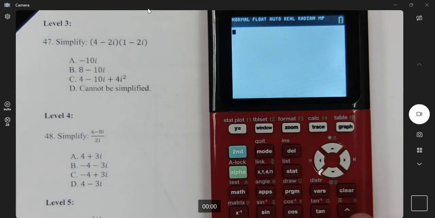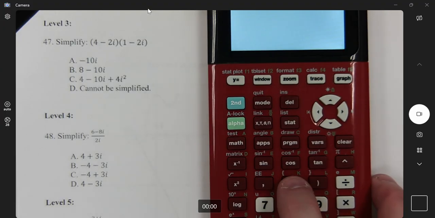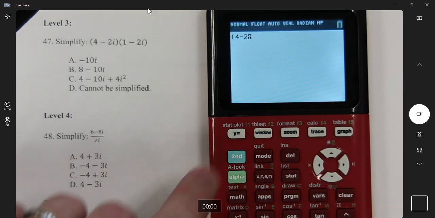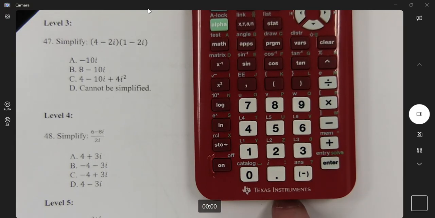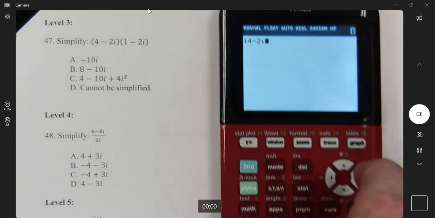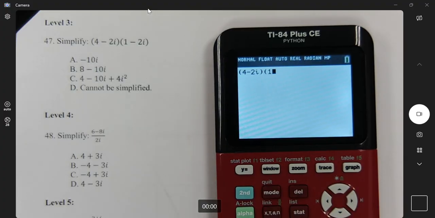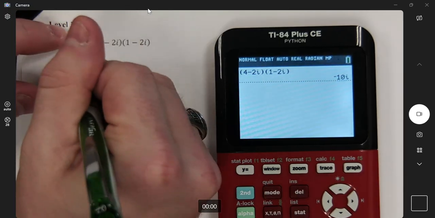So I'm just going to type exactly what I see here. Parenthesis, 4 minus 2. And in order to get the i, hit second, decimal, close it, new parentheses, 1 minus 2 second decimal, close it, and I hit enter, and it gives me my answer as negative 10i.